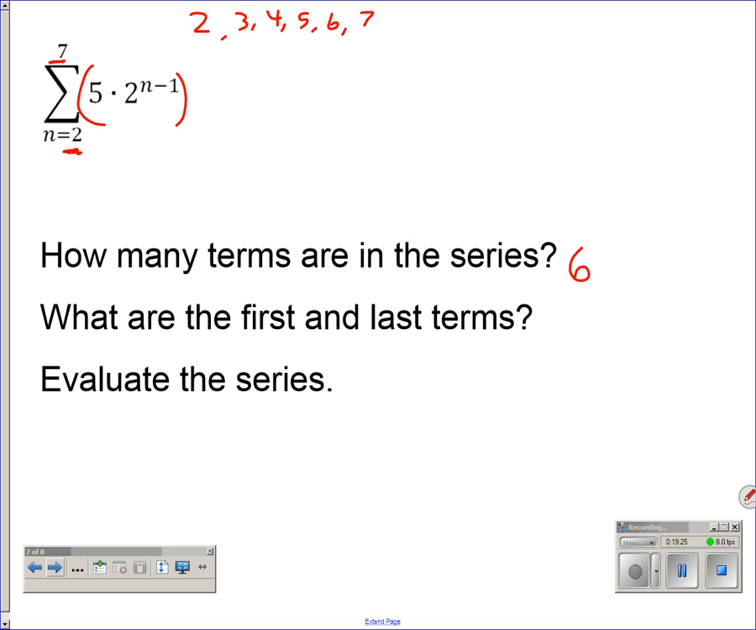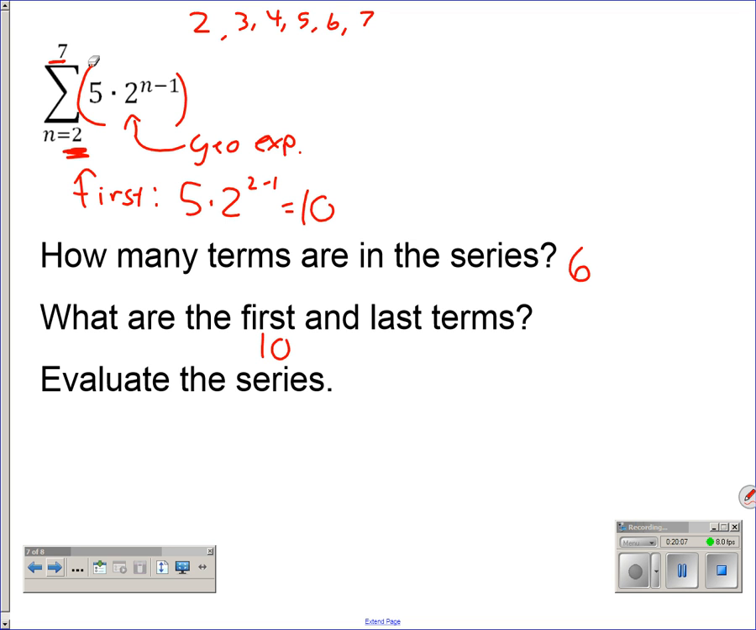What if I want to know my first and last terms? What do I plug in to find my first term? 2. It's the first number. This just tells you where you're starting. That's all that means. So we would do 5 times 2 to the 2 minus 1 power, which I believe is 10. And a little side note here, this is the explicit formula. What kind of explicit formula? Yeah, it's a geometric explicit, because it is that formula we have: a sub 1 times our r value to the n minus 1 power.